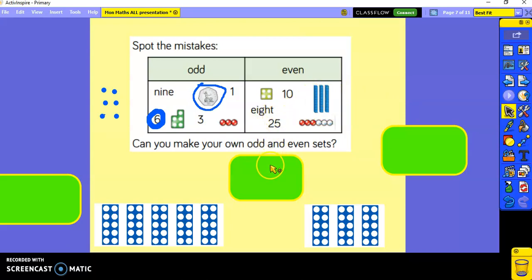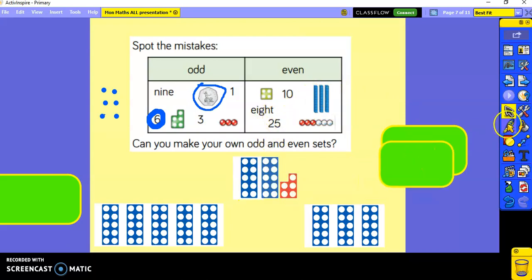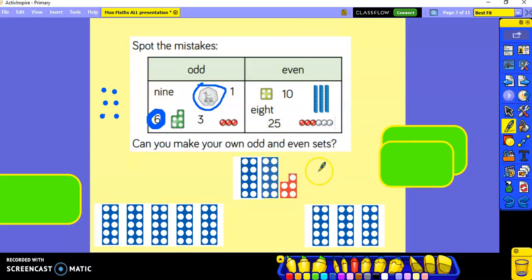And my final one is the number 25, which I have made again using Numicon at the bottom. Oh, those are all in 2s. Those are all in 2s. But the number 5, we've got 2 here, 2 here, and 1 on its own, which means that the number 25 is in fact odd. So that's a mistake. Now you could pause the video here and see if you can make your own odd and even sets. Maybe you could draw them in different ways using bead strings, Numicon, numbers, words, and your tens and ones.